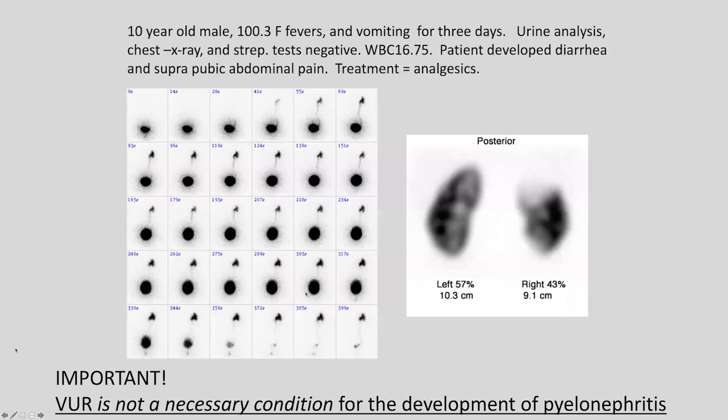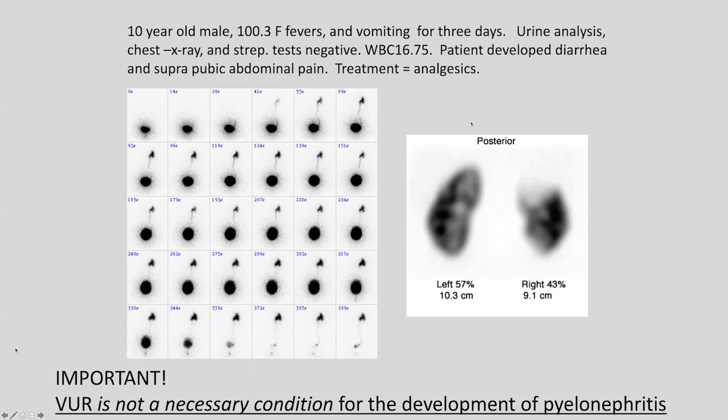Now, this image is very important, not because there is a cystogram on the left or a clear defect on the upper pole here. This patient, a 10-year-old, had fever and vomiting for 3 days. Urinalysis, chest x-ray, and strep tests were all negative. The blood cell count was 16.75. The patient developed diarrhea and suprapubic abdominal pain, and was treated with analgesics.